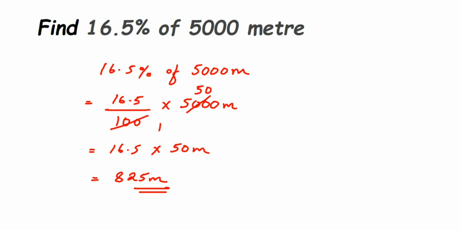So remove the percentage sign, divide by 100. Of means instead of off, just put a multiplication sign. You will get numbers where you have to reduce them and bring them to the lowest form. I hope this question is clear.